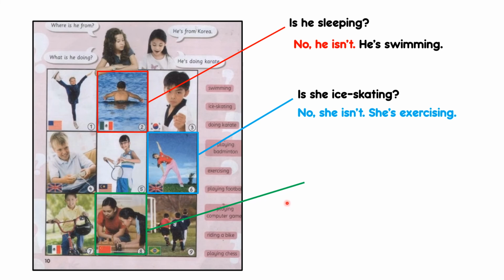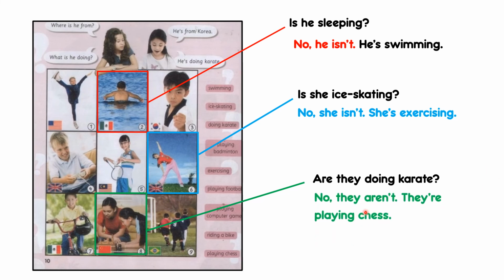Next. Are they doing karate? If we look at the picture, obviously, they are not doing karate. What is the correct answer? The correct answer is playing chess. So, before we tell the correct answer, we have to deny the statement first. No, they aren't. Then, we clarify, they are playing chess.